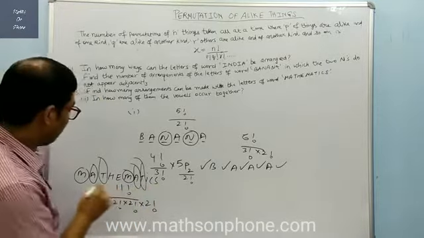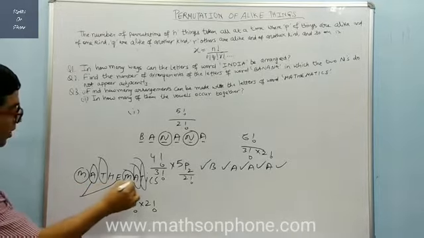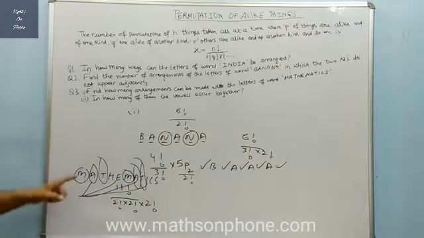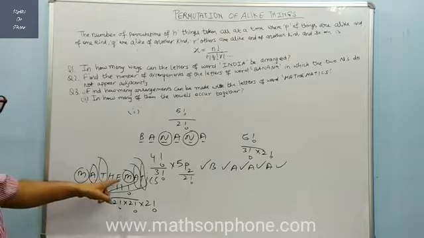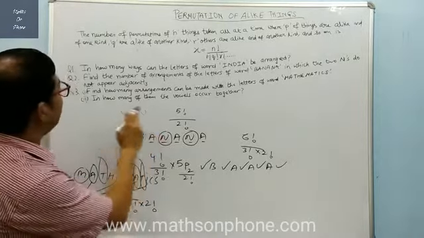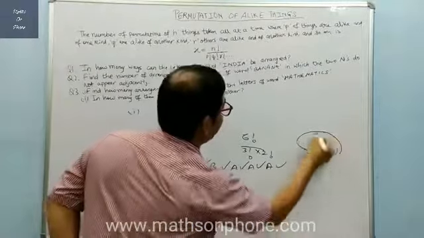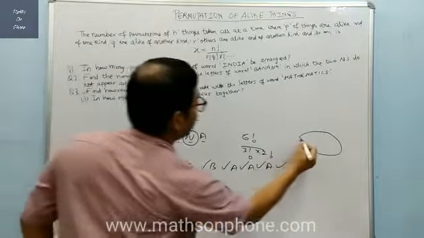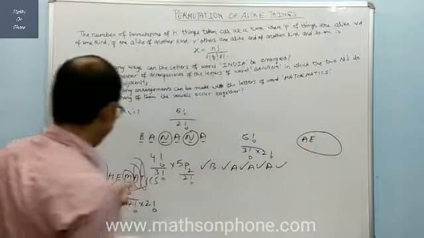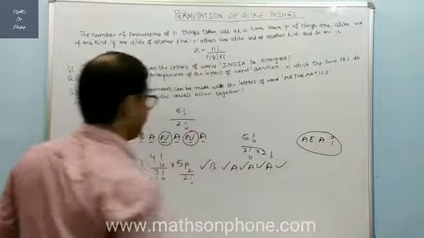Now just pick up the vowels. What are vowels here? A, E, A, and then I. So 1, 2, 3, 4 vowels are there. They are together. I just told you that this is string method. You just keep all the vowels together. That is A, E, then A, then I. That is a vowel.